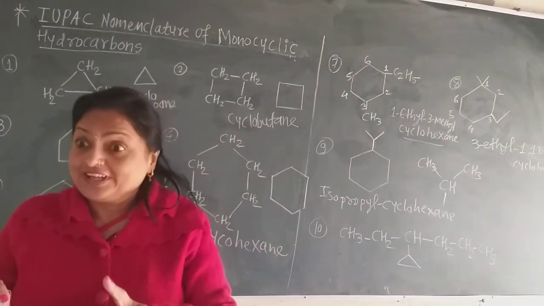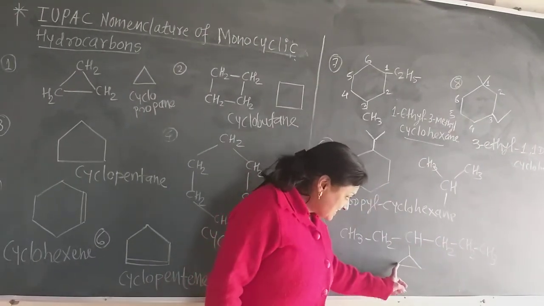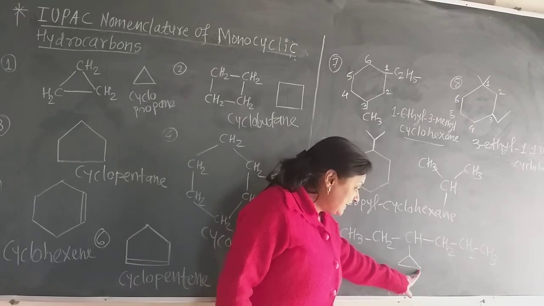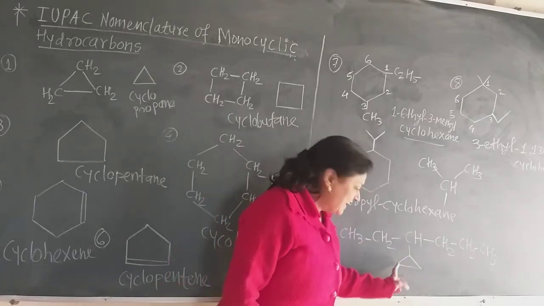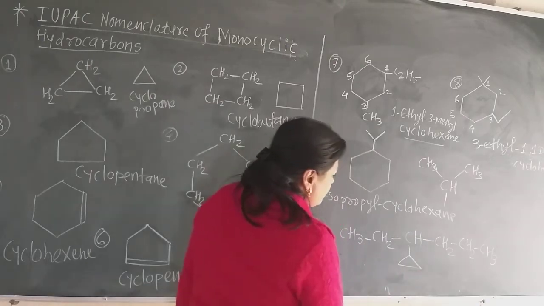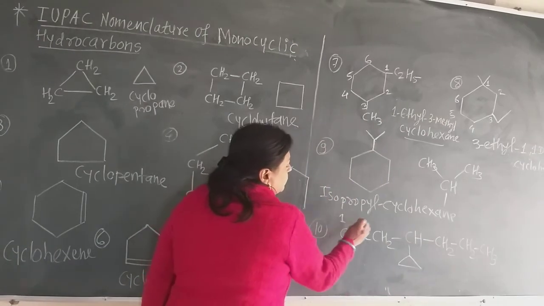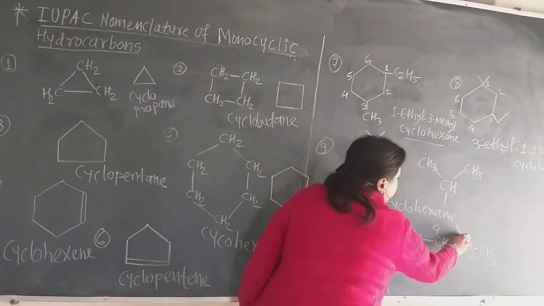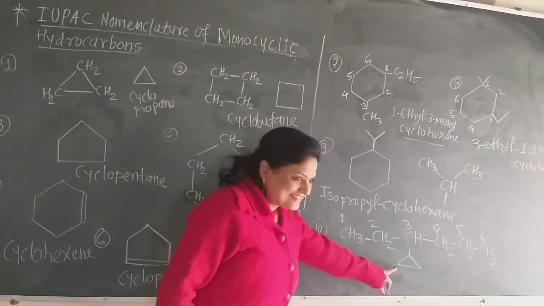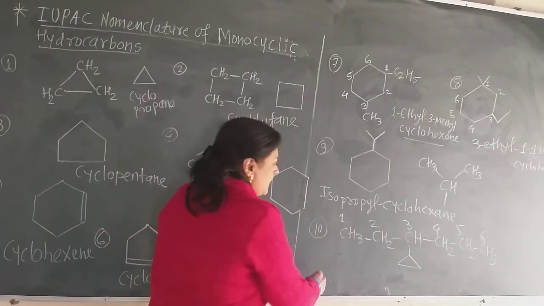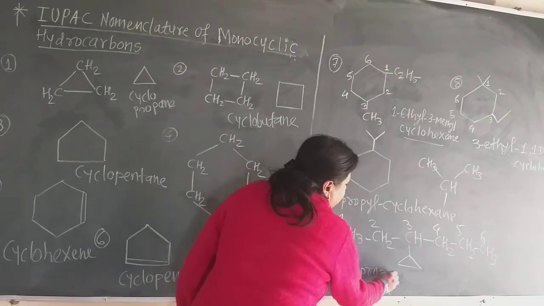Here if the chain of carbon is larger than the monocyclic ring, then number in the chain, not in the ring. Suppose from this side it is 3rd, from this side 4th. So give numbering 1, 2, 3, 4, 5, 6. Now on the 3rd carbon there is this cyclopropane. So 3-cyclopropane, and what is the parent?